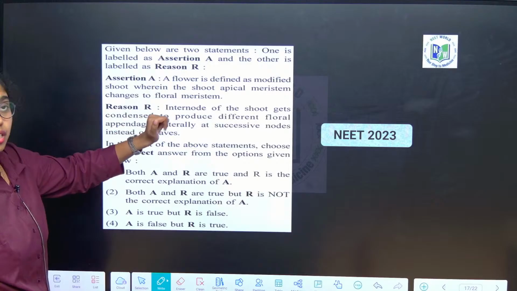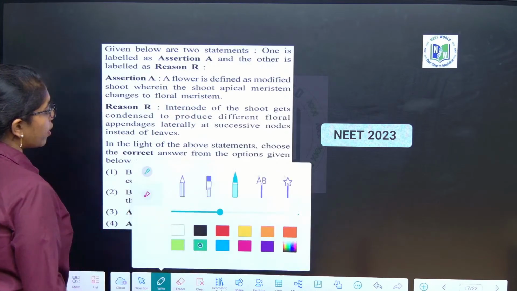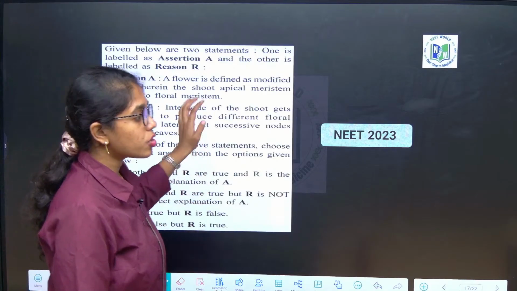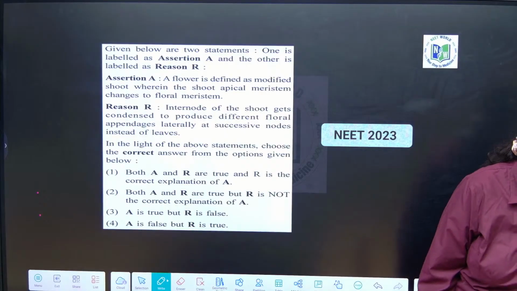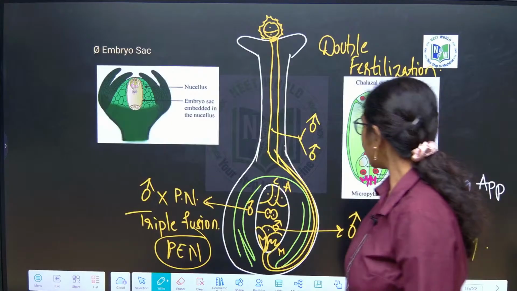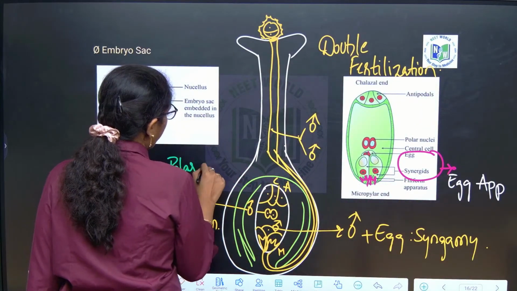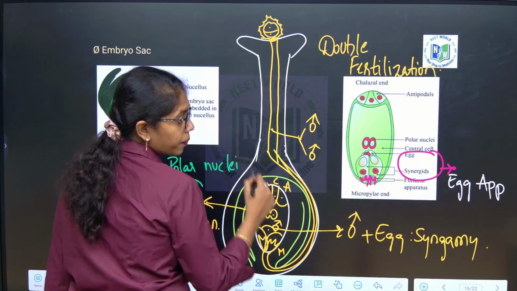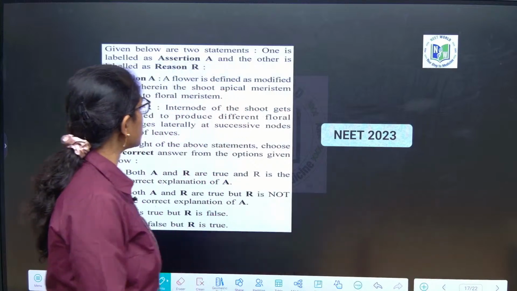wherein assertion, a flower is defined as modified shoot. Initially from the introduction part we have learned, right. So, a flower which is called as PN, Lakshita, PN is called as polar nuclei beta. PN is called as polar nuclei. Clear? Yes. So, now try to answer these questions beta.